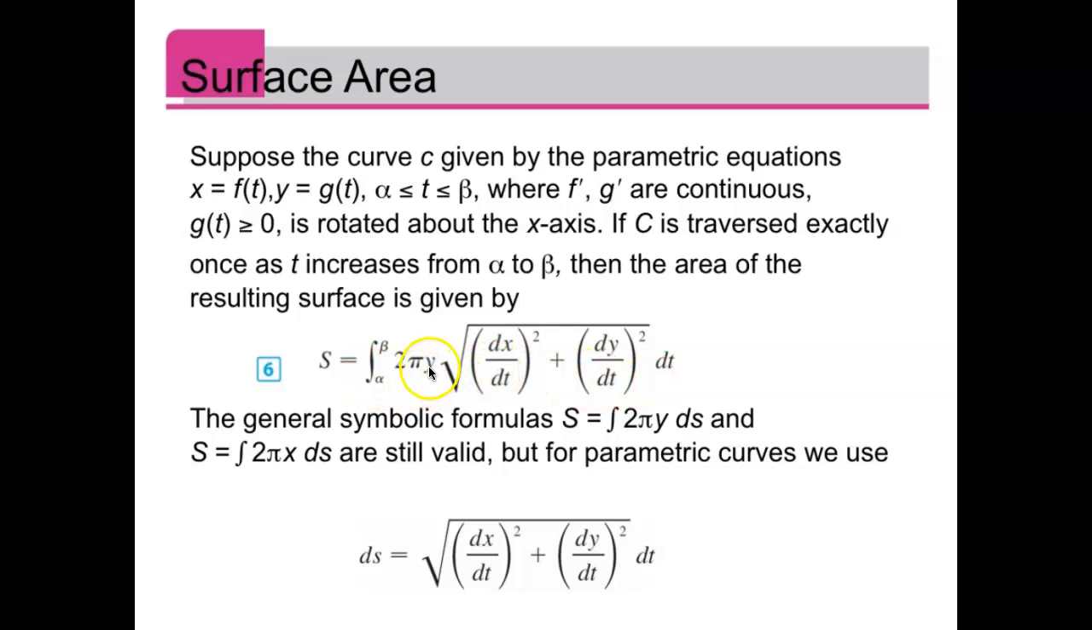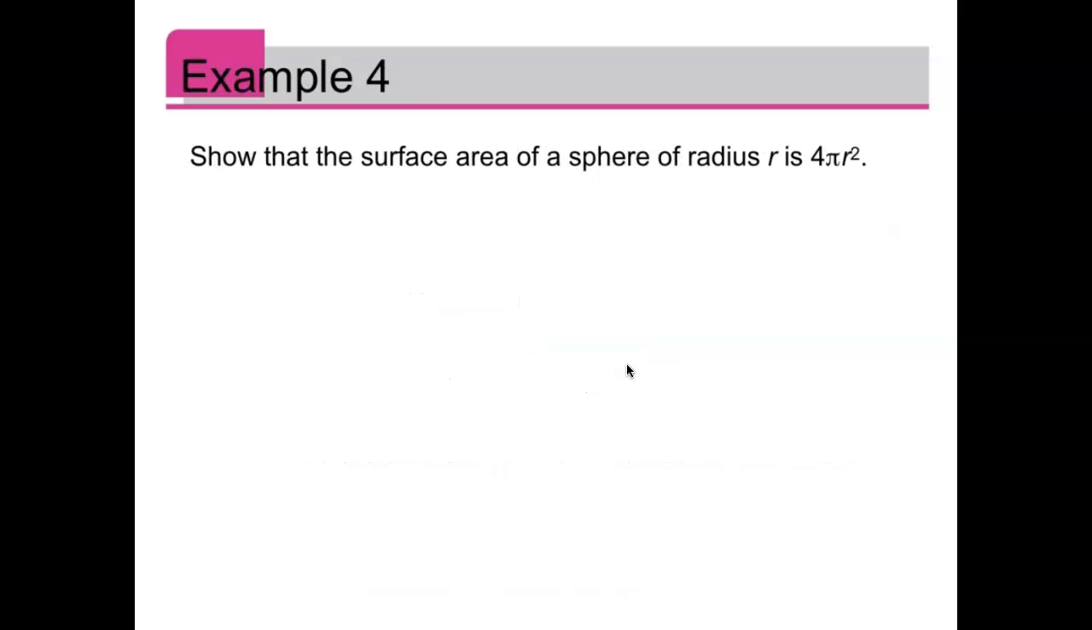So it's 2 pi y and then times arc length, which we just converted to parametric form. And so the only thing to remember, if this is in terms of t, is that y is equal to g of t, right? All right, so I'll write this out on the next page.